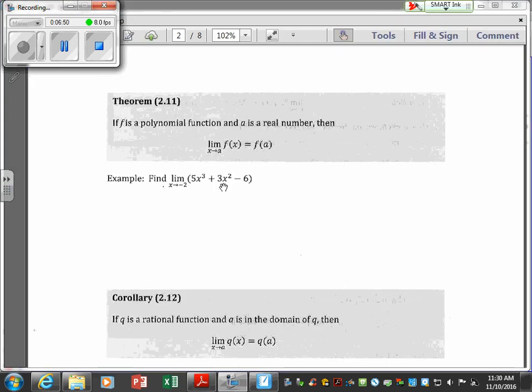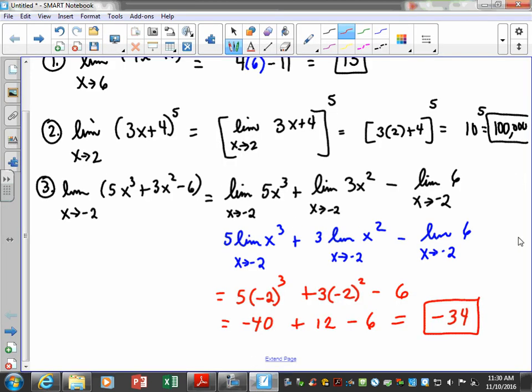But thankfully, because f is a polynomial function, we can use direct substitution for that, and we would get the same answer. But I just used this example to break down our techniques for sums, differences, and constants, so that you can have an example of that.